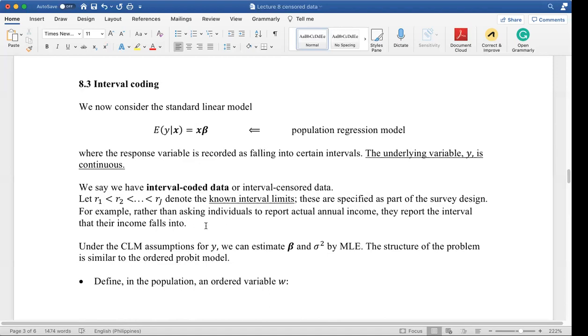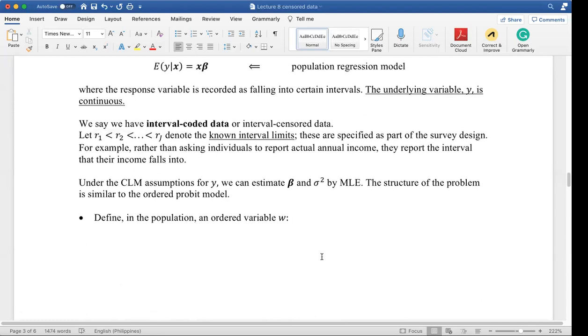For example, rather than asking individuals to report actual annual income, they report the interval that their income falls into. Okay, so you often see that in household surveys. Sometimes you do not get the actual annual income, but individuals are asked to check into which income interval they fall. Okay. However, there is a lower limit and an upper limit. So if your income is below R sub 1, you're recorded in the first interval. If your income is greater than R sub J, you're recorded in the last interval. Okay.